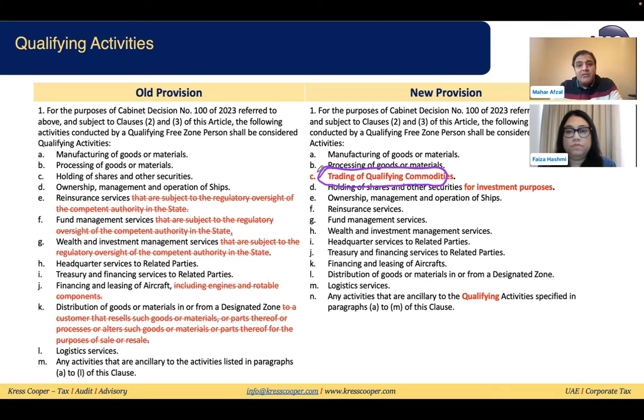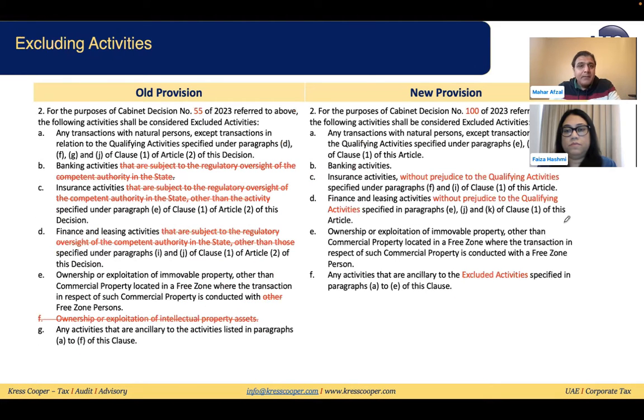More on the holding of shares and securities, as I discussed earlier also. It was for investment purposes, and for investment purposes, they have put a condition of 12 months minimum. They are holding it for a minimum uninterrupted period of 12 months. Rest everything is almost same. So these two changes are there: trading of the qualifying commodities, and holding of shares and other securities for investment purposes, which means holding shares or securities for at least an uninterrupted period of 12 months. We'll discuss in detail the trading of the qualifying commodity.